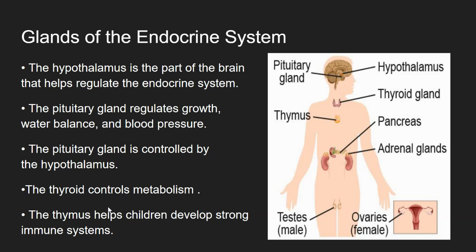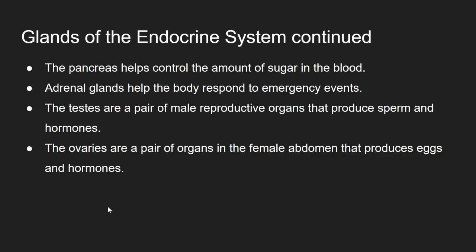The pituitary gland regulates growth, water balance, and blood pressure. The pituitary gland is controlled by the hypothalamus, and the thyroid controls metabolism, and the thymus helps children develop strong immune systems. The pancreas helps control the amount of sugar in the blood. Adrenal glands help the body respond to emergency events, and the testes are a pair of male reproductive organs that produce sperm and hormones, and the ovaries are a pair of organs in the female abdomen that produce eggs and hormones.